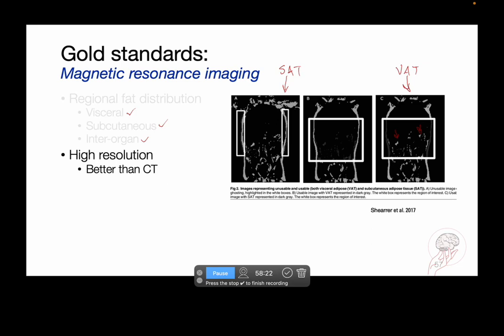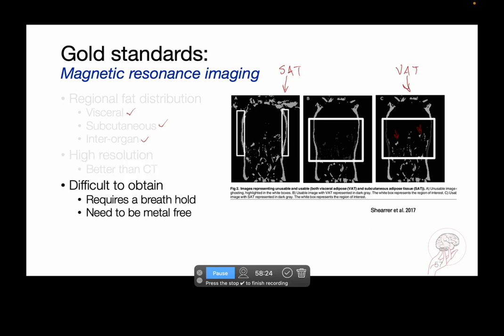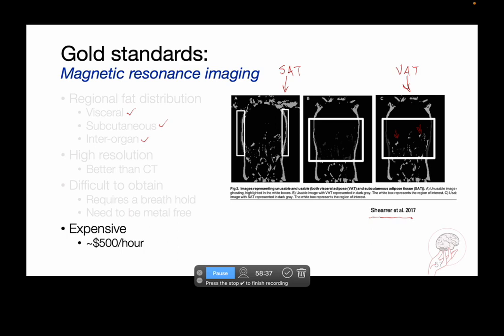It has better resolution than CT, but it's difficult to obtain. In fact, this whole paper is about how I wasn't able to get good images in kids. And that's because it requires a breath hold, you have to be metal free, and even more than that, it's expensive. It's actually up to around $750 per hour.